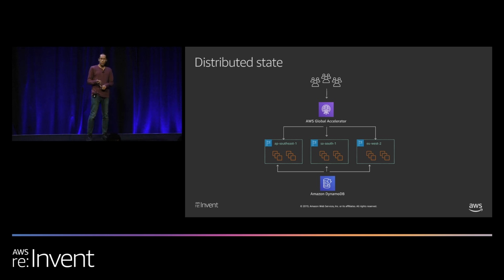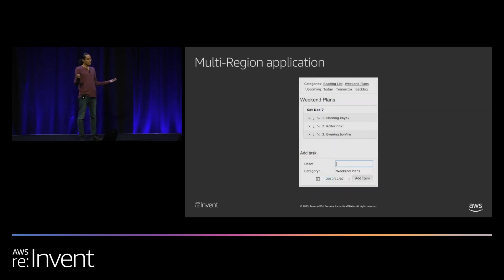DynamoDB Global Tables is one example. You can use Aurora Global Database. You can use objects in S3 with cross-region replication. So in this example, it was pretty simple to use DynamoDB, and that was it. That's how I built this multi-region application.